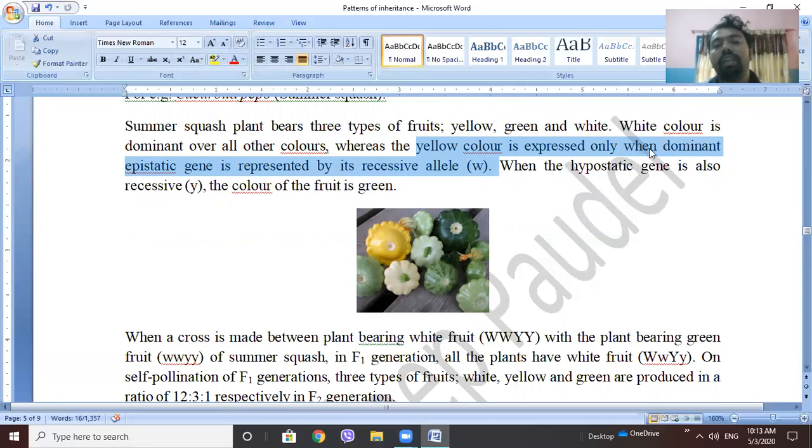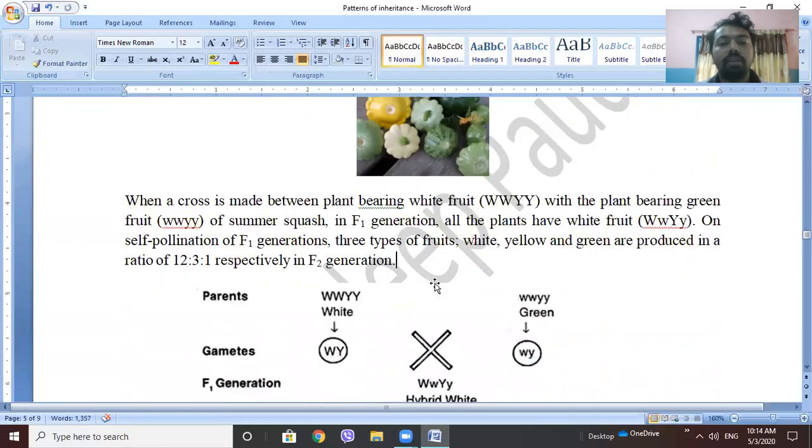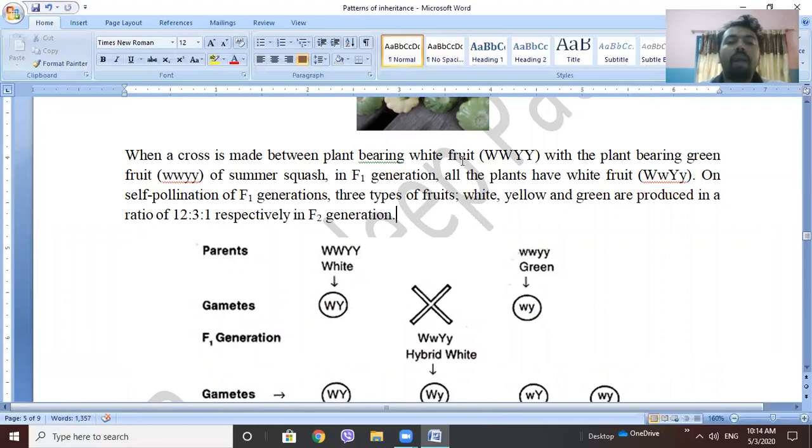So if both are recessive, the condition we can imagine is small w, small y, then the color of the fruit will be green. So remember, if there is only one white allele, then it is not white. If there is even one allele of capital W, then it's going to be white. If all alleles are homozygous recessive, for example small w, small y, then it's going to be green. In other conditions, it will appear green. And that green color comes because of dominant epistasis, the phenomenon of dominant epistasis. So, let's look at this diagram now. Now what we did is, the white fruit bearing plant, so it is represented by this one.